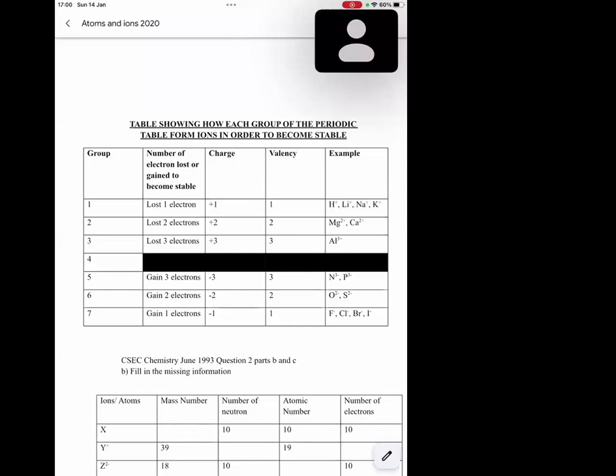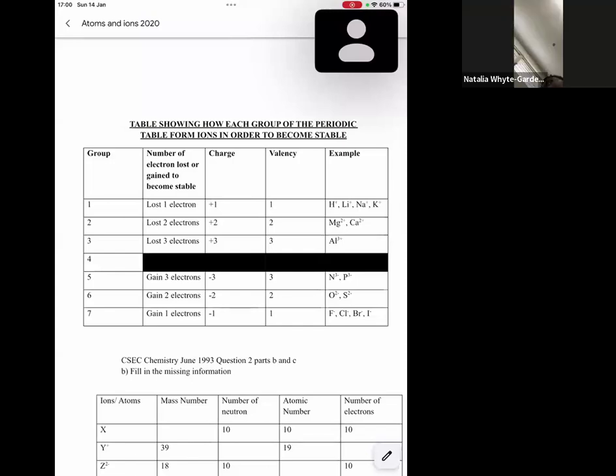Clear? Yes, clear, ma'am. But I'm a little confused. Why the -ide? That's what they're called. Once non-metals change to an ion, the ending changes to -ide.